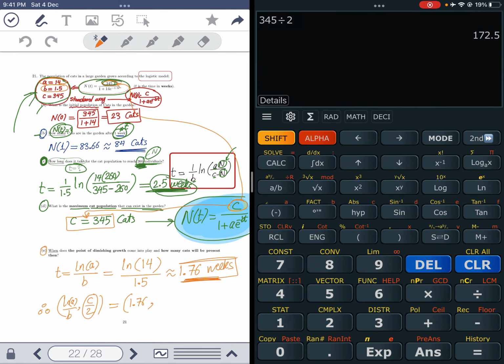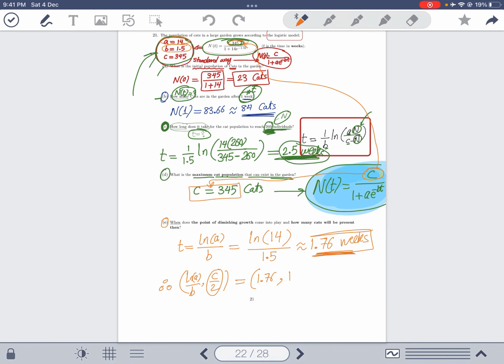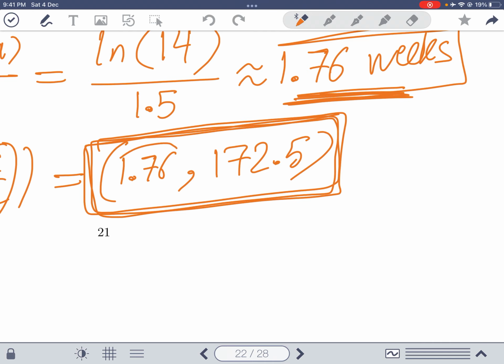345 over 2, 172.5. So 172.5 here. This will be the point of diminishing growth for this cat population, where the first one is the number of weeks. So after 1.76 weeks, so it's like 1 week and 5 days, the number of cats then will be 173.